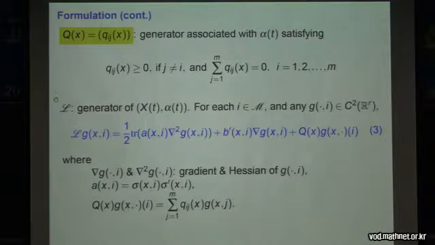The gradient is denoted by nabla, and this one is nabla squared, which we denote by the Hessian matrix.